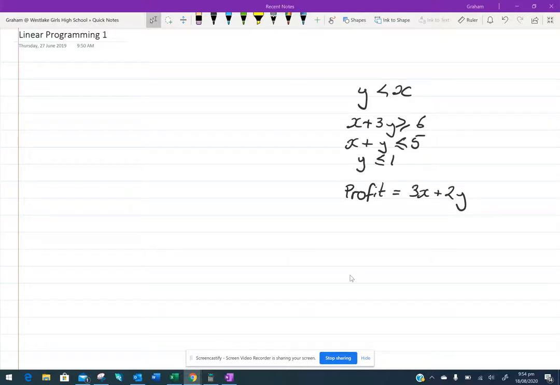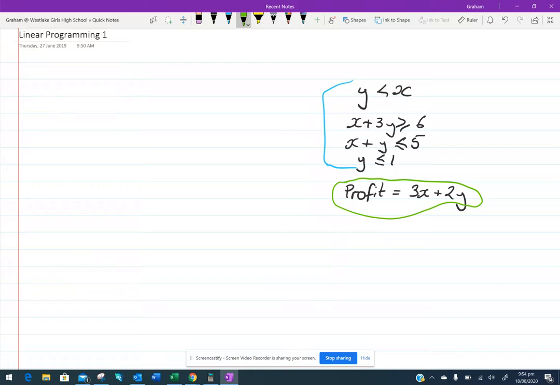Okay, so in this example, we're going to be looking at how to use Desmos. So the first thing we need to worry about is that I have my four constraints. Oops, didn't want that to be there. I've got my four constraints and I have my one objective function.